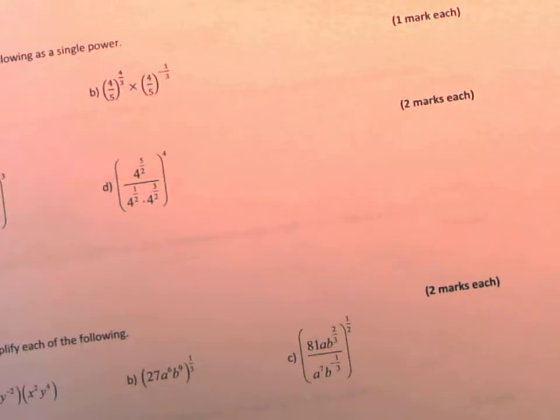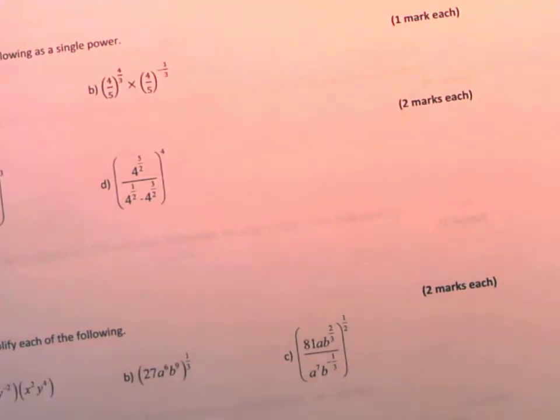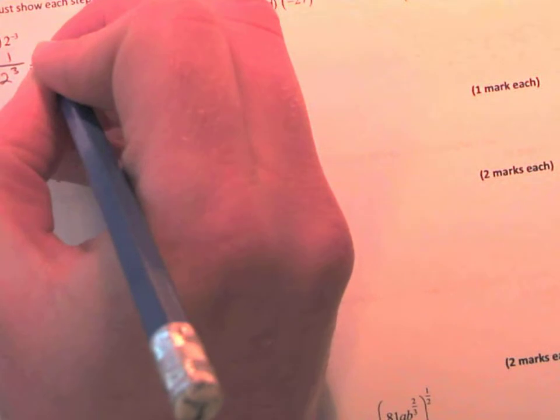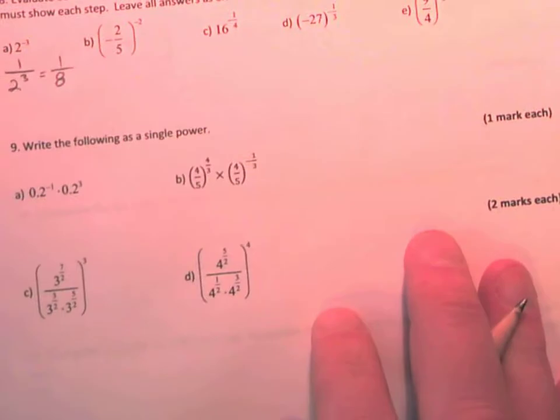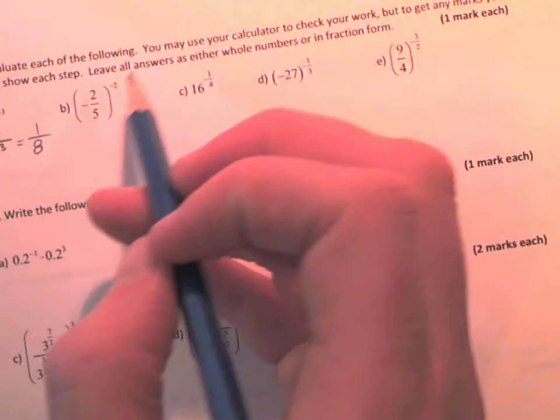Alright, so that page is done. Now let's go on to 8. Evaluate each of the following. You may use a calculator to check your work, but to get any marks, you must show each step. Leave answers as either whole numbers or in fraction form. So this one, let's try to simplify. 1 over 2 to the 3, which is 1 over 8. There you go. It's pretty straightforward.